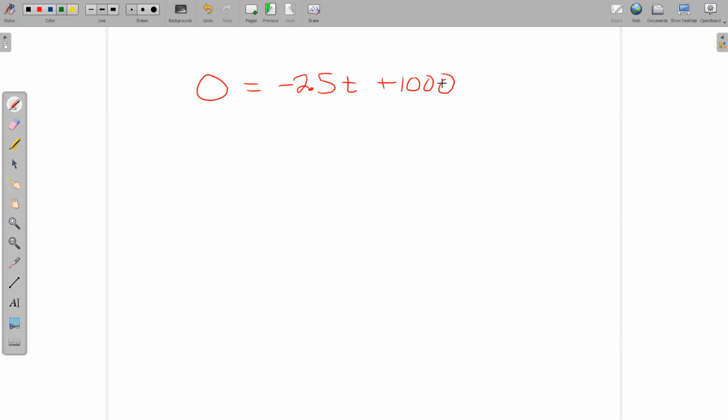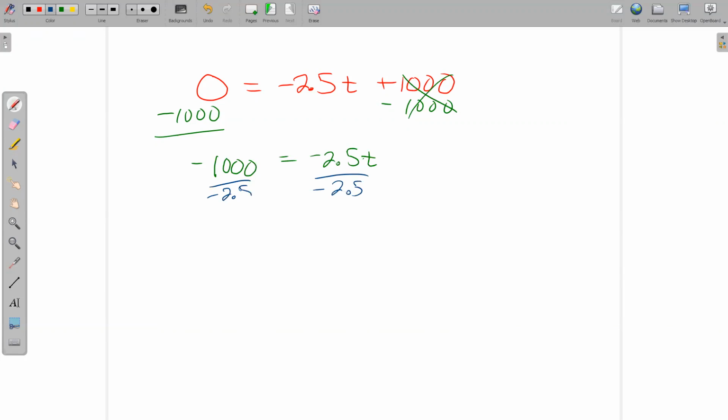The first step is to get rid of what's added and subtracted. Since it's a plus, I'm going to do a minus. 0 minus 1,000 is minus 1,000. And that's gone over there, and I just have negative 2.5t. And then to get rid of that multiplication, we're going to divide by negative 2.5. Negative divided by negative is a positive. That's a good thing. And so I just need to figure out what is 1,000 divided by 2.5.